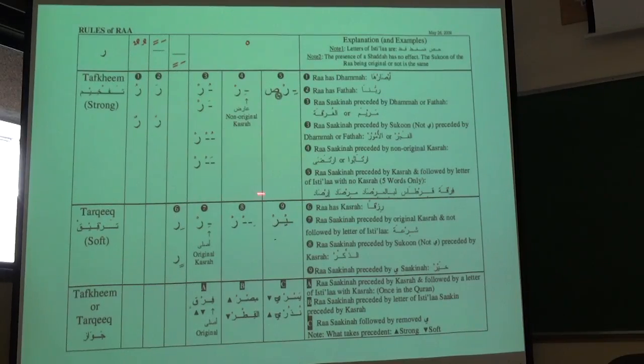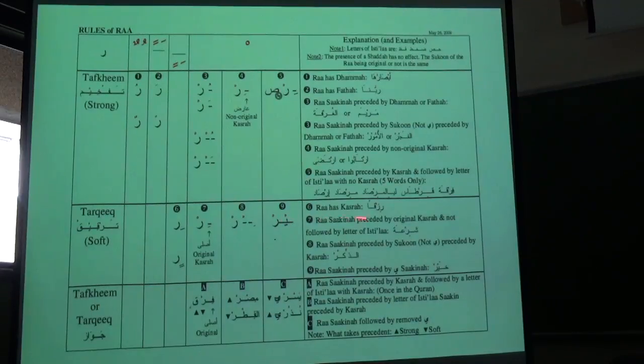And finally we come to the example where we have a ra with the sukun preceded by a ya with the sukun. And that's the reason here in number 3 it says not a ya. This one, the second part of number 3, because in the previous example we had to look at the second letter before the ra. In this case, because the first letter before the ra is a ya, we don't have to look any further.